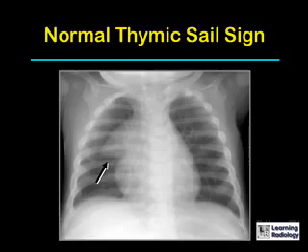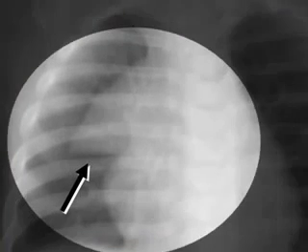This is the normal thymic sail sign. The black arrow is pointing to the thymus, which is resting on the minor fissure. Because the thymus is so soft, the minor fissure produces an impression on the thymus gland, which you see here. Notice that the thymus gland is not separated from the heart, as it is in the Spinnaker sail sign of a pneumomediastinum.